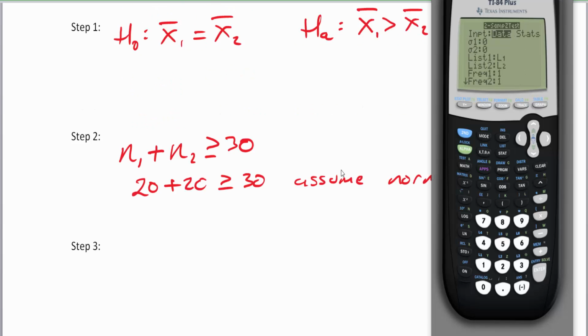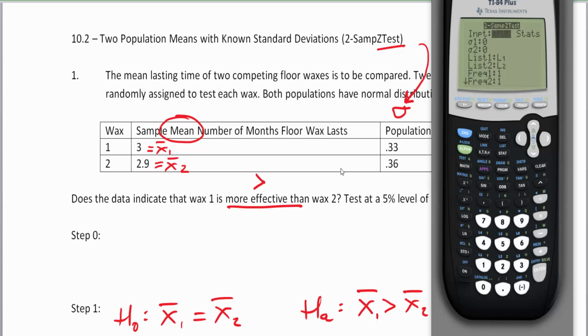Now I'm going to scroll back up to the top here to get my data. Now, we are not going to use any kind of data, because I'm not going to give you more than 30 pieces of total data here, because there would be more than 30 if you added up the first and second sample sizes. So always be sure that you're on the stats part.